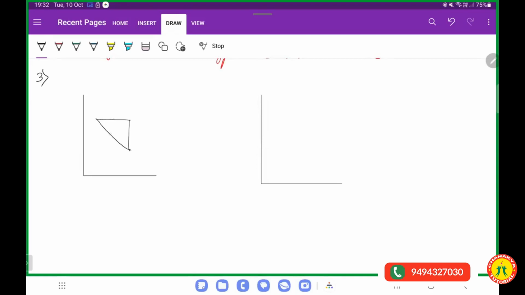Make this curve actually. I'm not able to draw this curve. Because this is PV graph, and this time we will draw VT graph. Let's name it A, B, C. It's going from A to B, B to C, C to A. So A to B, volume is changing here. A to B, volume is increasing. So let's draw A to B.